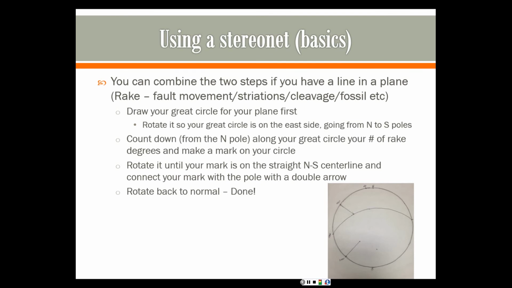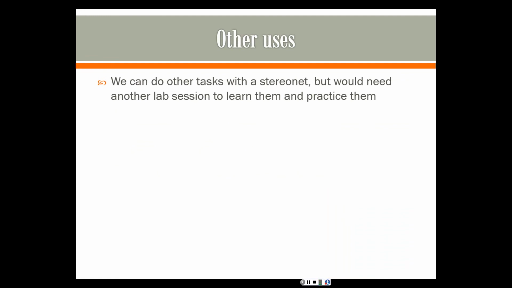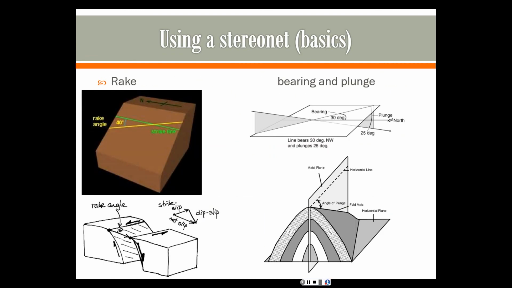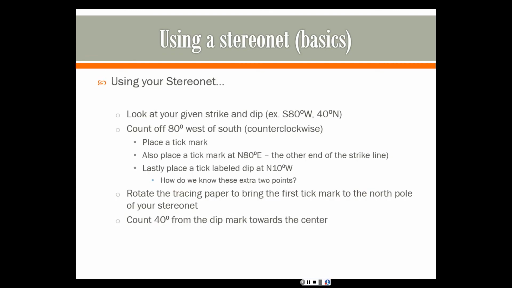So it's a very straightforward way to do it, as long as you remember what you're counting along and always rotate it back so north is north before you do your next thing. So we won't do it. That's all you have to do on this lab today. Those two kinds of tasks. So I will put it back. These directions are on your actual lab handout for the rake. So I will flip it to leave these up.